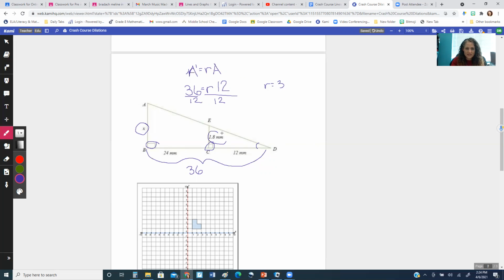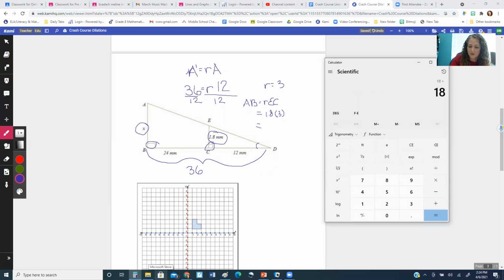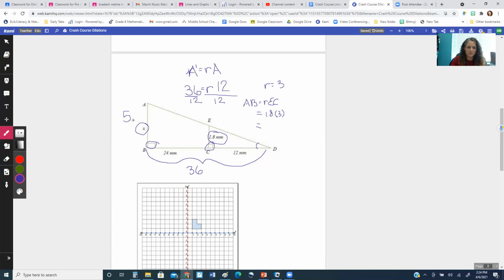So now if I want to find this side, I'm going to use this side. So AB is going to equal r times EC, right? EC is 1.8, times r, which is 3. I'm going to pop out my calculator on that one, 1.8 times 3. Oh, wait, not 18. Clear. 1.8 times 3 equals 5.4. So this x is 5.4 millimeters long.